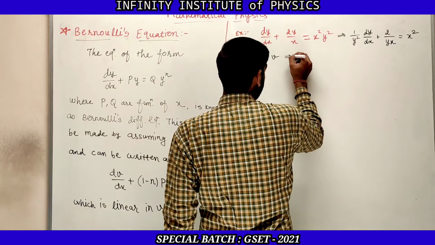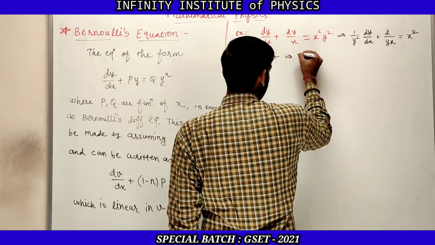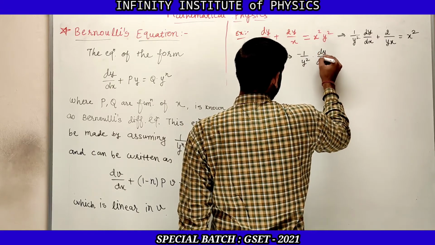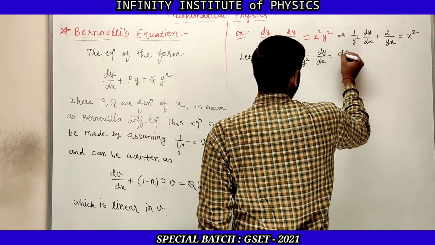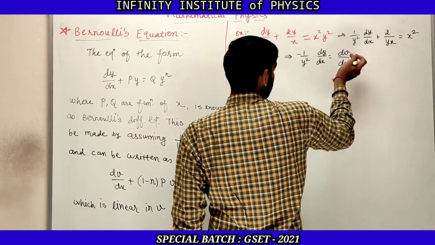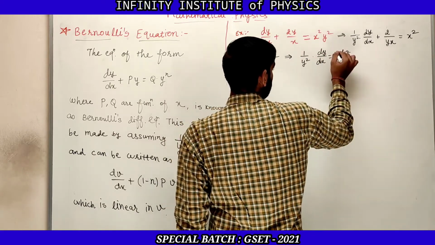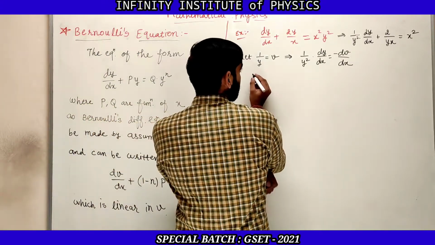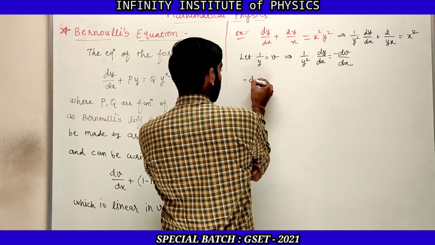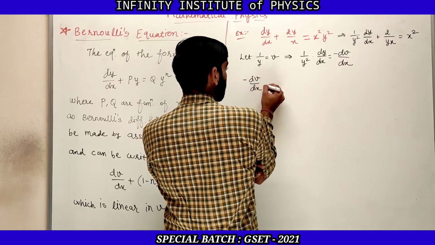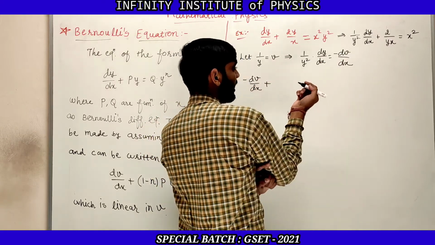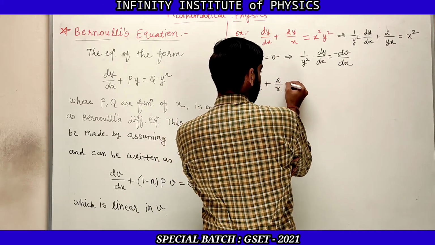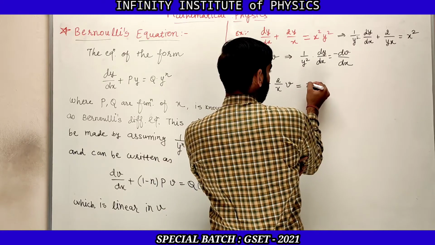So differentiation of 1 by y is minus 1 upon y square, and differentiation of y is dy by dx, which is equal to dv by dx. Now let us multiply by minus 1 on both the sides, then it will be minus dv by dx. Let us put those values in the above equation, then it will be minus dv by dx plus 2 by y into x, but 1 by y is v. So it is 2 by x into v, which is equal to x square.